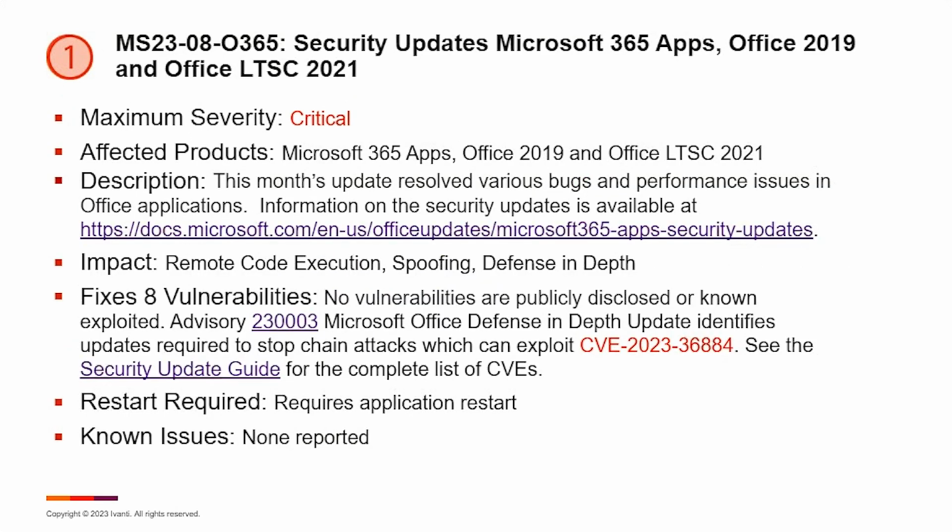Moving on to the Office side, they did address 8 vulnerabilities in the online versions of the Office apps. This includes Microsoft 365, Office 2019, and the Office Long-Term Service Channel 2021. 8 different vulnerabilities addressed this month. As Chris went into quite a bit of detail on advisory 230003, take a look at that. It does talk about defense in depth, and make sure that you apply the latest Office updates. They are rated critical this month.